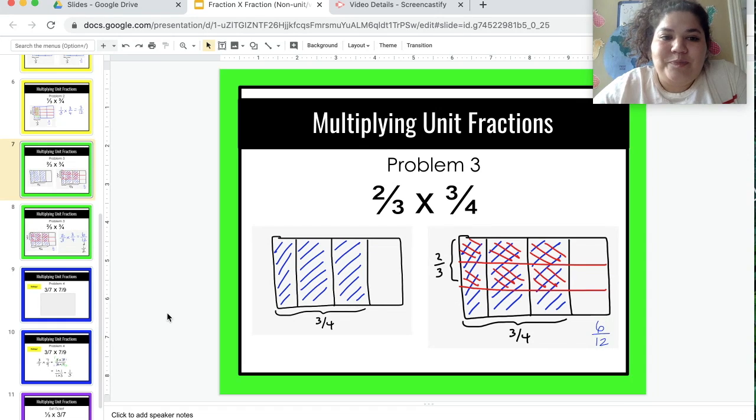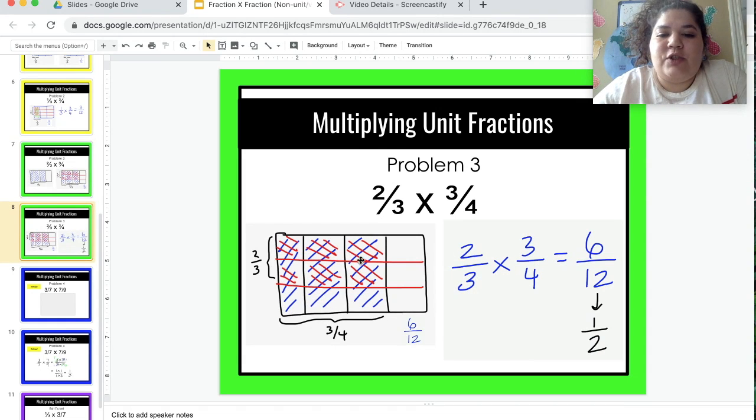12. For this fraction, you'll notice that 6/12 is also half of the whole thing. So when you go and do it mathematically, 2/3 times 3/4 equals 6/12, and that answer can be reduced to 1/2 because 6 is half of 12. So just start looking out for ways that you can reduce the problems.